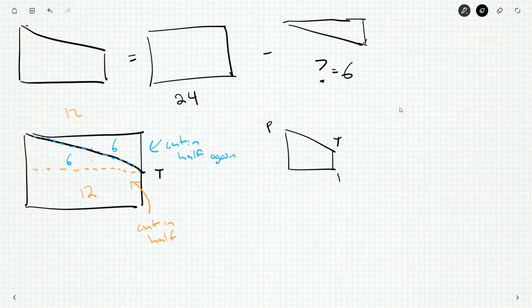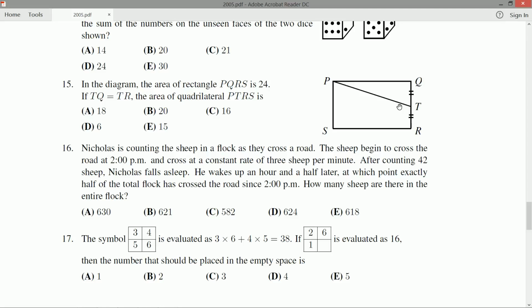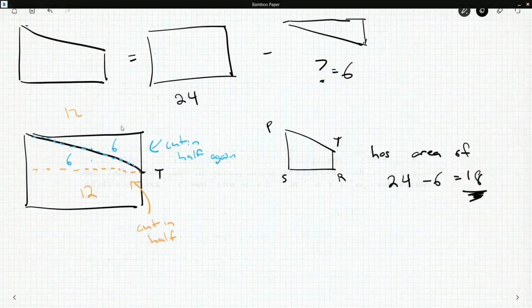So PTRS has an area of 24 minus 6, which is 18. Okay? And there's probably other ways we could get that, but there it is. There's our answer, 18. And that's A.